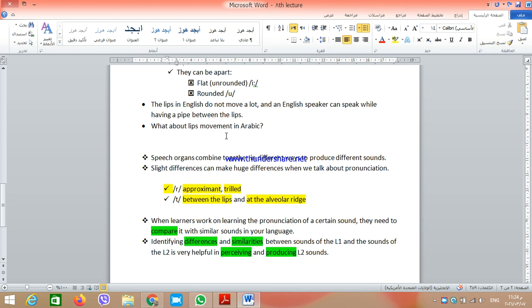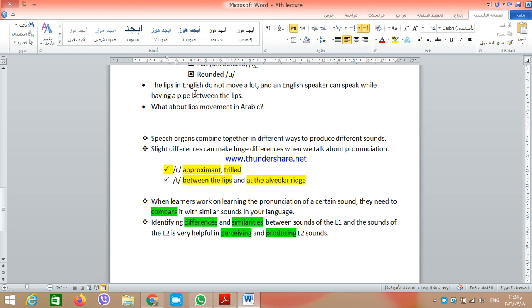The lips take a circular, rounded position. Ooh, ooh. You can put your mirror in front of you and say the sound ooh. You can move from E to oo and check the difference. E-oo, E-oo. In this case, the lips will be rounded.